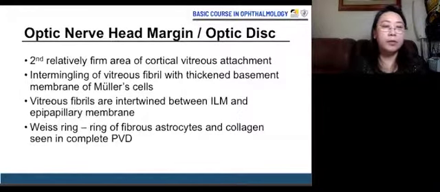Another area where there is firm attachment of the vitreous is at the optic nerve head. Here, there is intermingling of the vitreous fibers with the basement membrane of the Müller cells. In complete posterior vitreous detachment, when the vitreous separates from the optic disc, a ring of fibrous tissue is seen, known as the Weiss ring.